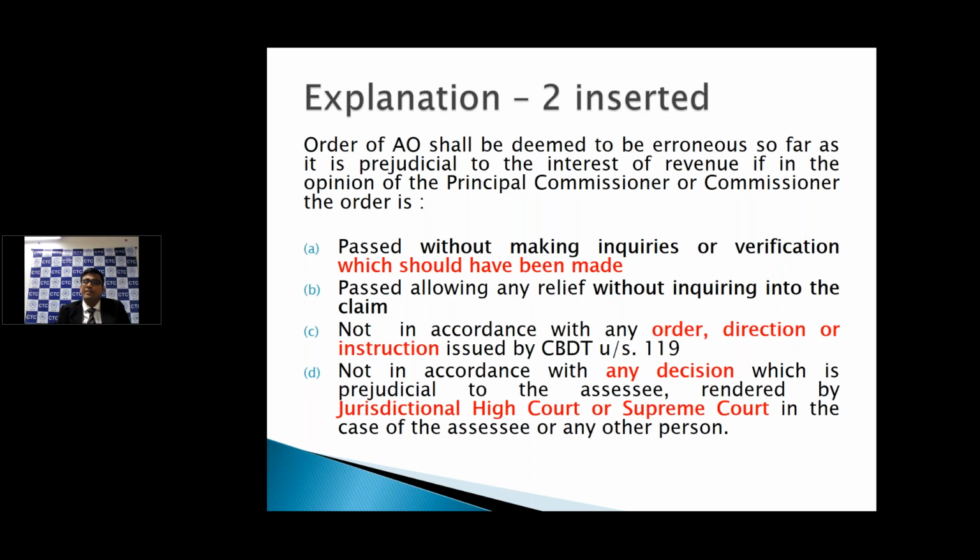So four different situations are given. If the order passed by the AO falls in any of these four situations, then it shall be deemed that the order is erroneous and prejudicial to the interest of revenue. What are these situations? Situation number 1 is that the order is passed without making inquiries or verification which should have been made. Secondly, the order is passed allowing any relief without inquiring into the claim. Thirdly, the order is not in accordance with any order, direction or instruction issued by CBDT. And lastly, the order is not in accordance with any decision which is prejudicial to the assessee, rendered by the jurisdictional High Court or Supreme Court, either in the case of the assessee or any other person.